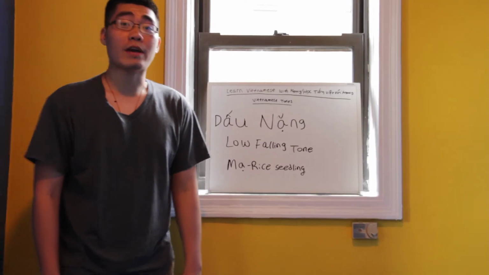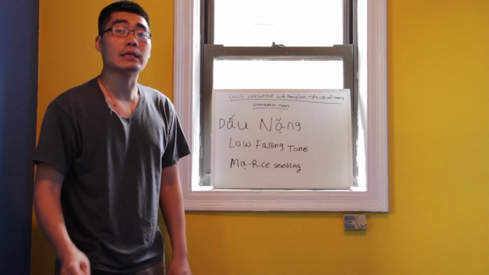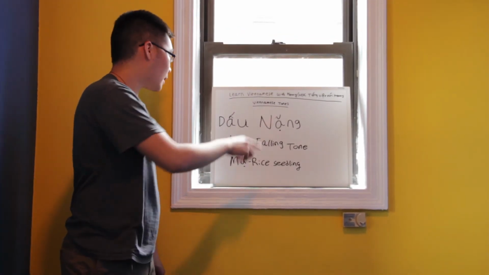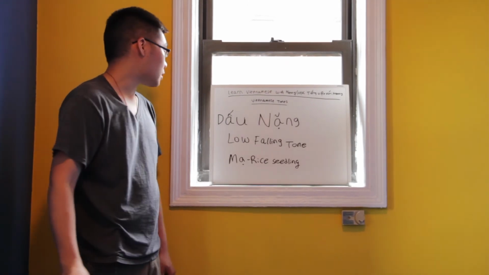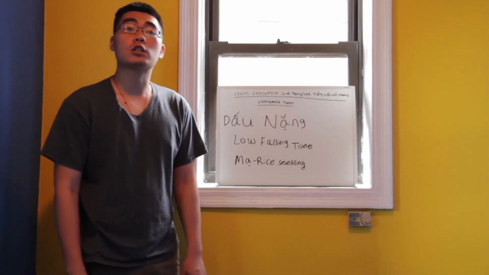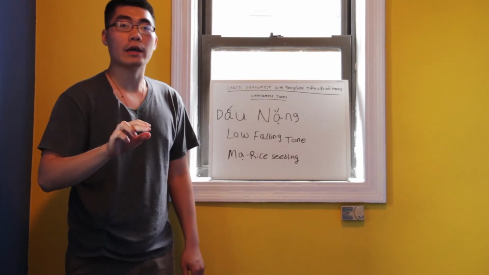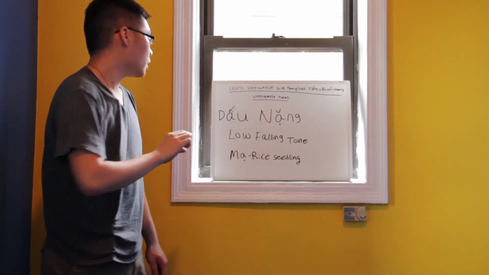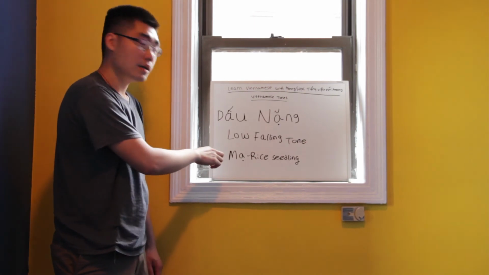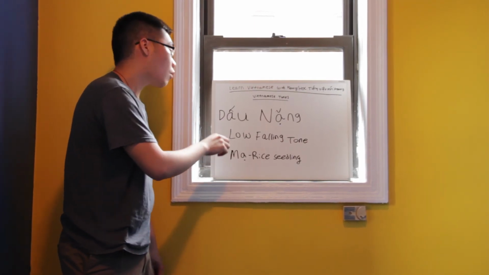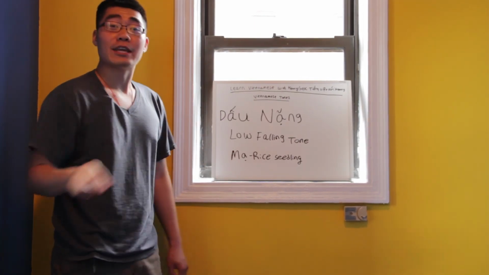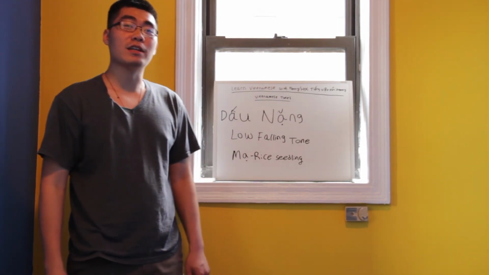And finally, we have arrived at our last tone. It is simply called dấu nặng. In English, this means the low falling tone. In order to pronounce this tone correctly, you only have to lower your voice quickly and briefly. For example, the word mạ, it means rice seedling. And there are the 6 tones of the Vietnamese language.